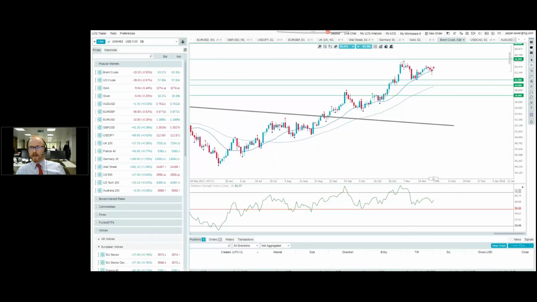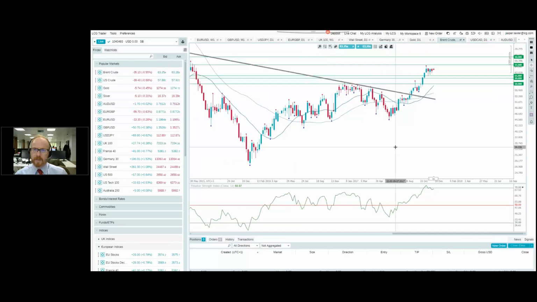A bit more of a straightforward market in Brent crude. It's chopping around a bit at the moment, but still generally quite a neat looking uptrend. And even though we've chopped around a bit here, there's no real evidence that the uptrend is ending at this point.